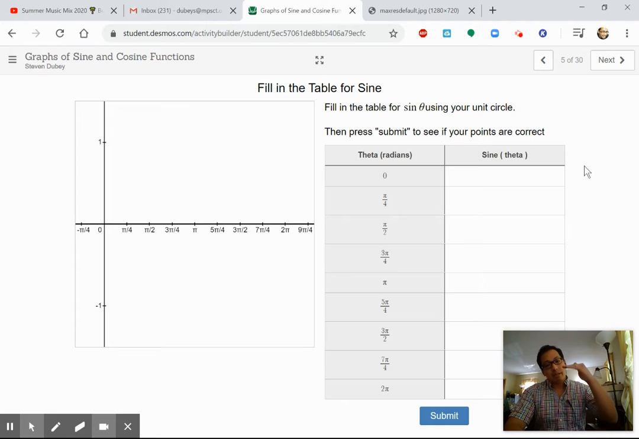For example, at 0 degrees, which is also 0 radians, what is the sine of that angle? The sine is going to be the y coordinate, remember. So the y coordinate of that angle is going to be 0. It's going to start off at 0. And as you plug these in, you'll start to see a picture of what the sine function looks like. So go ahead, fill in this table, and come back and hit submit when you're done, and it'll check you, and you'll see what the whole function looks like.